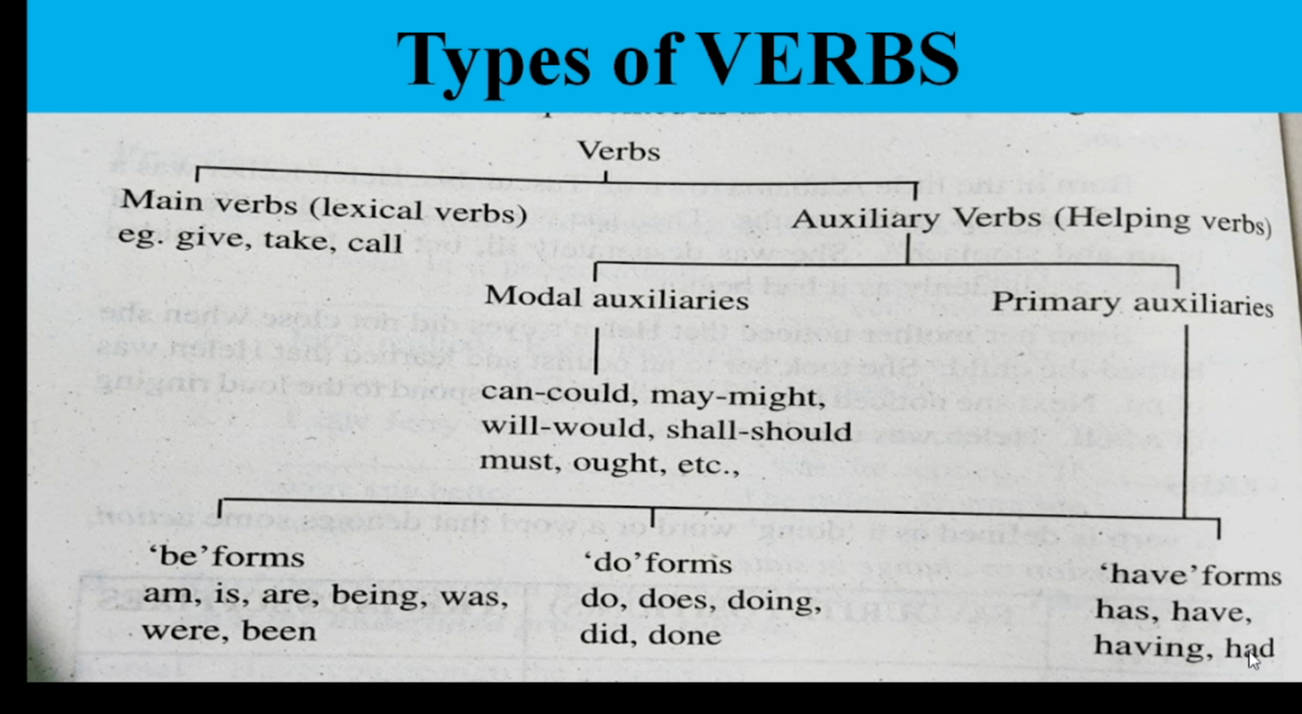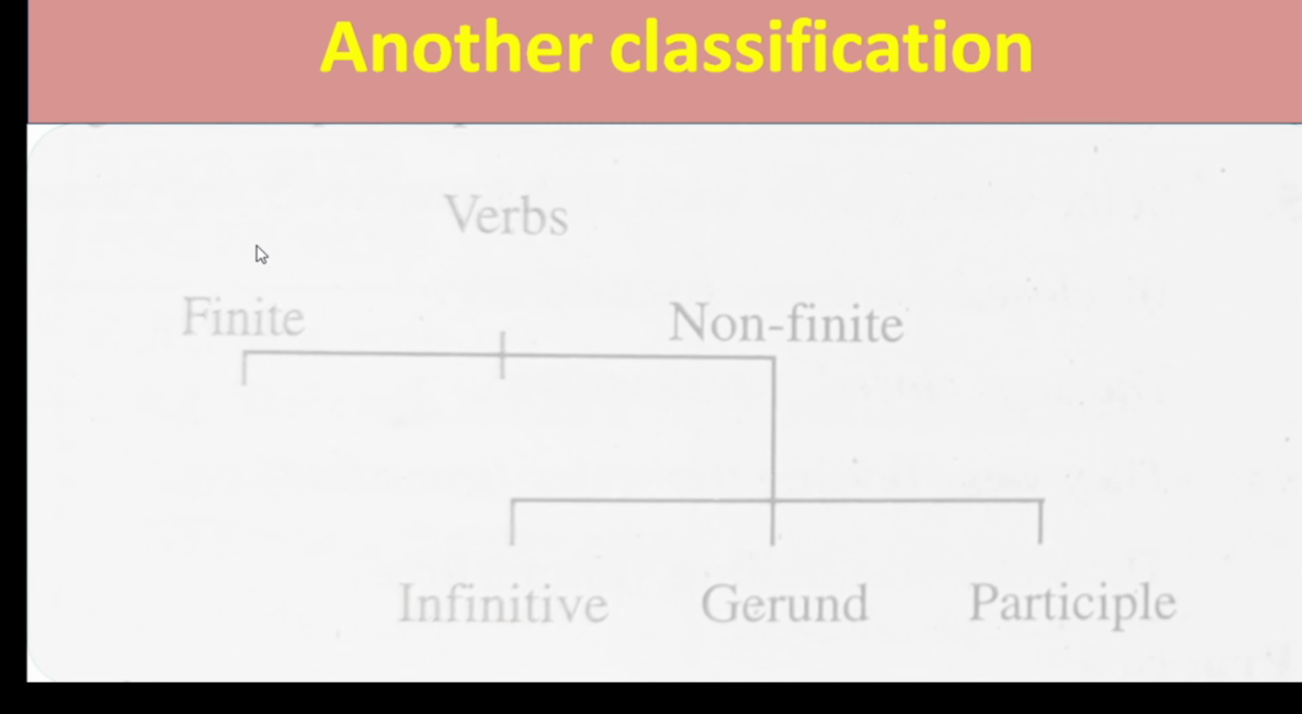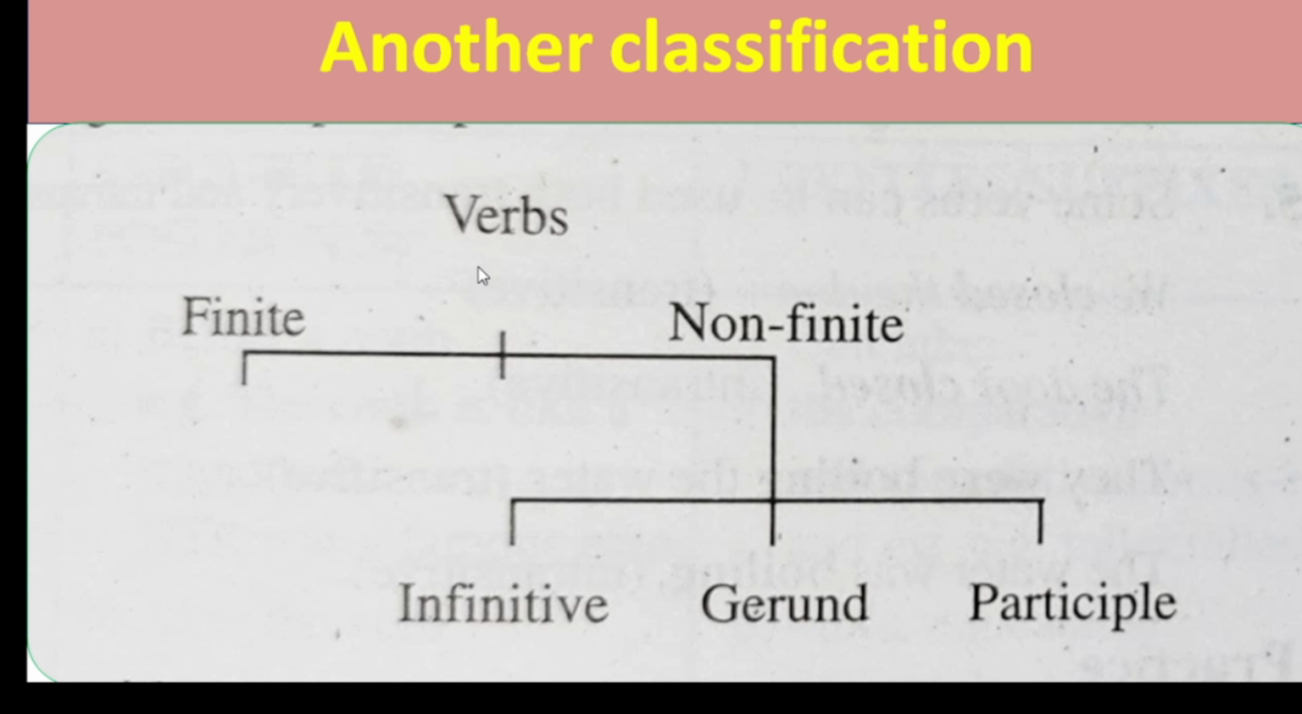So we have seen how the verbs have been divided here. We have emphasized the auxiliary verbs and their division. Now we need to understand the classification of main verbs also. Look at this, another classification of verbs. Verbs are divided into finite and non-finite verbs, and non-finite verbs are subdivided into three: infinitive, gerund, and participle.